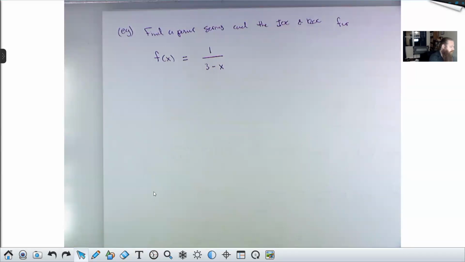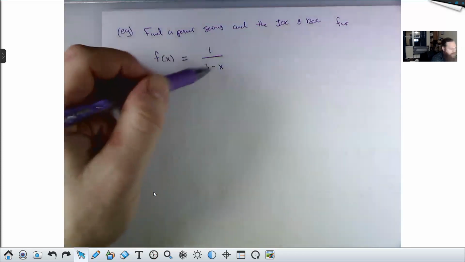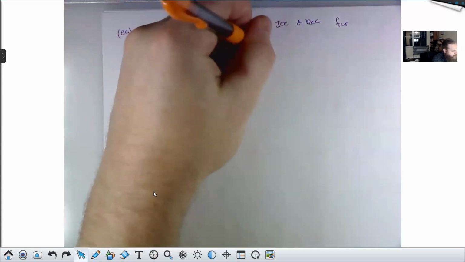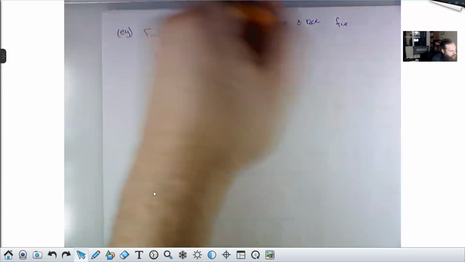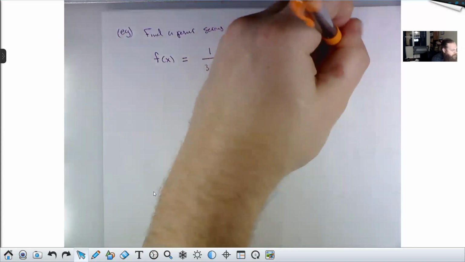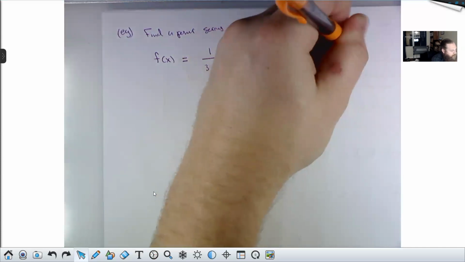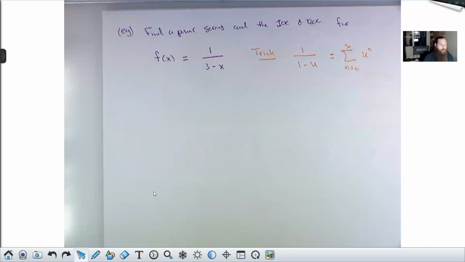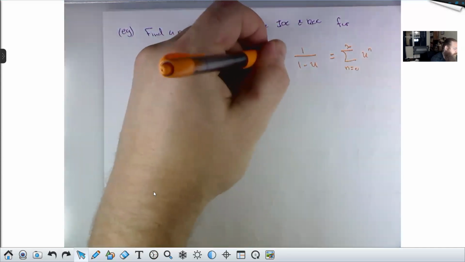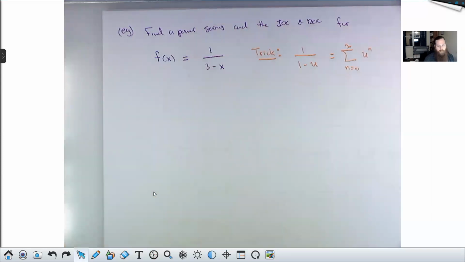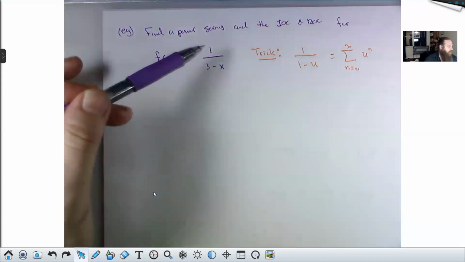Again, the geometric series trick is our friend. But again, it doesn't quite fit the mold. So remember the trick: 1 over 1 minus x is equal to sigma n from 0 to infinity x to the n. So the problem is the 3, right? I have 1 over 3 minus x instead of 1 over 1 minus x. I need to rewrite this somehow to get rid of the 3 in that position. I need a 1 here and a 1 here.